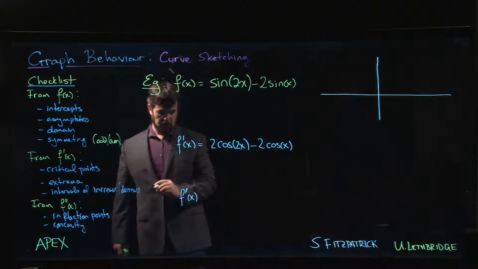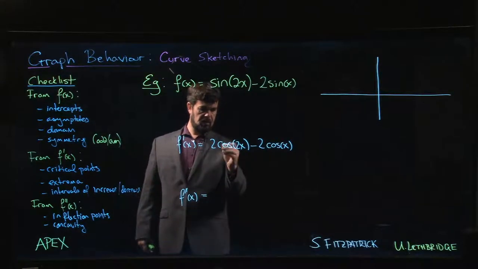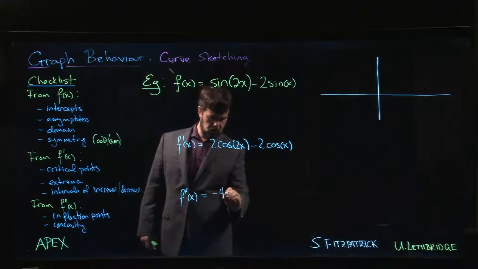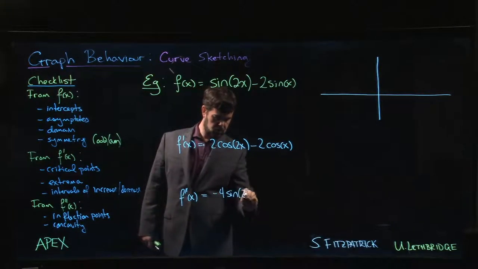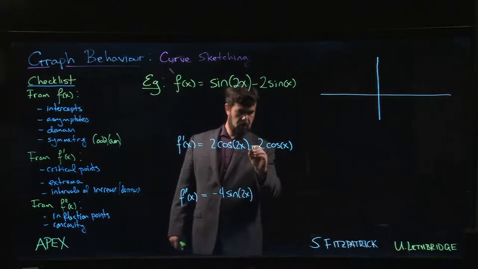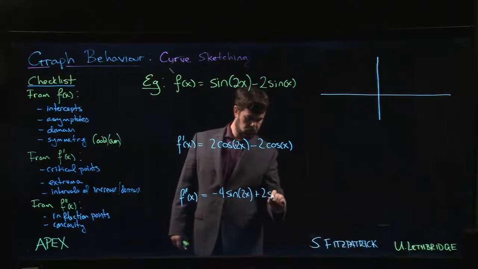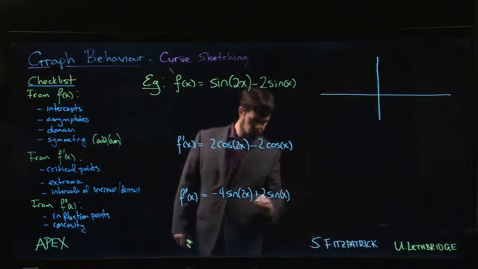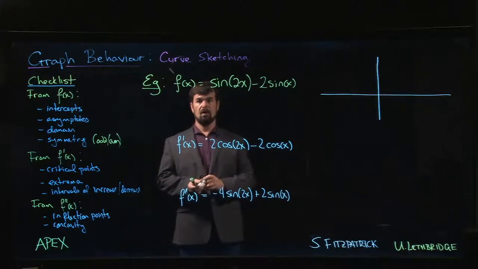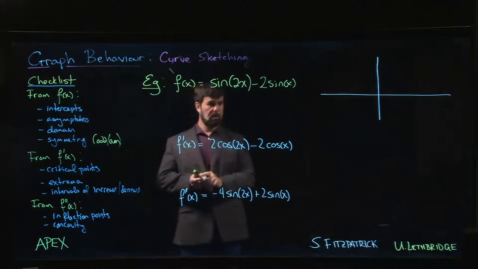And we'll write down the second derivative as well, okay? So derivative of cosine is negative sine. We get another 2, so we get minus 4 sine 2x, okay? And then minus minus, so plus 2 sine x. Okay, so there's our function, our derivative, our second derivative. What can we do with these?